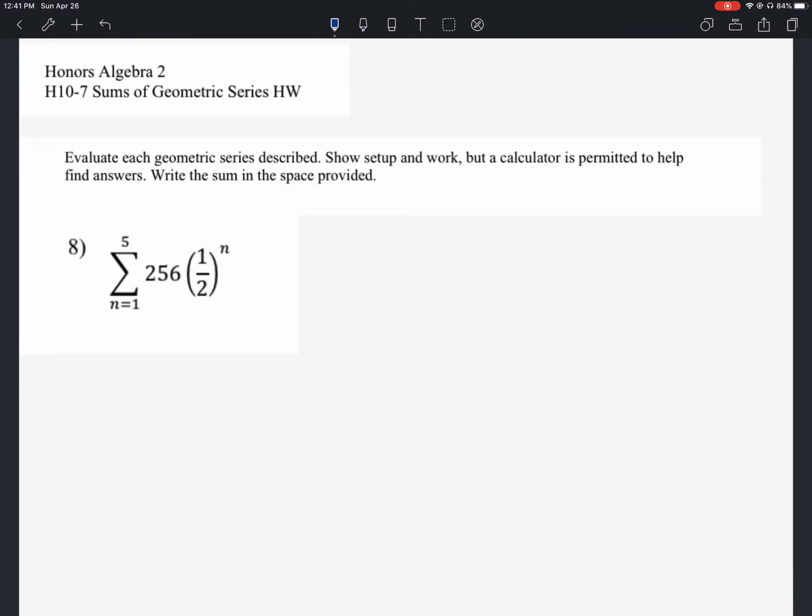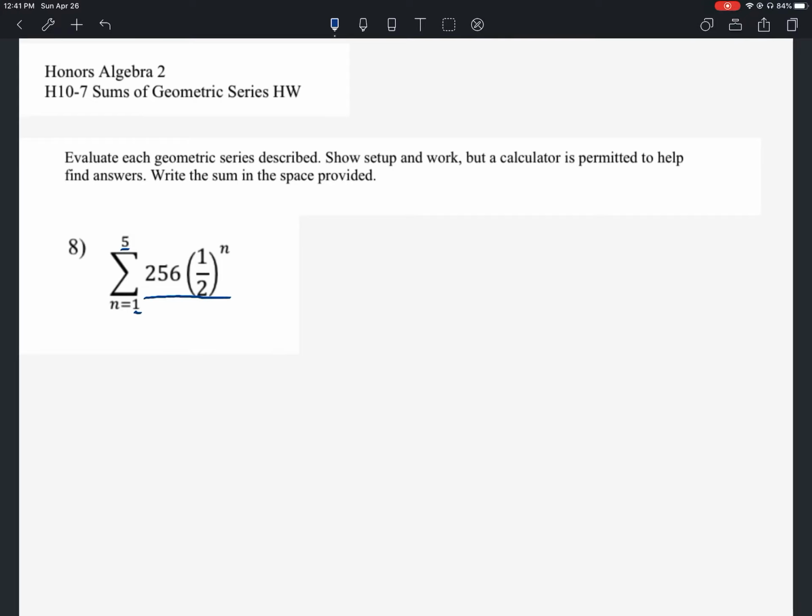Problem number 8 from the H10-7 homework. It asks us to find the sum from the first term to the fifth term of the series described by the rule 256 times 1/2 to the power of n. So let's get an idea of what our series looks like so we can have an idea if the sum that we get is correct or not.